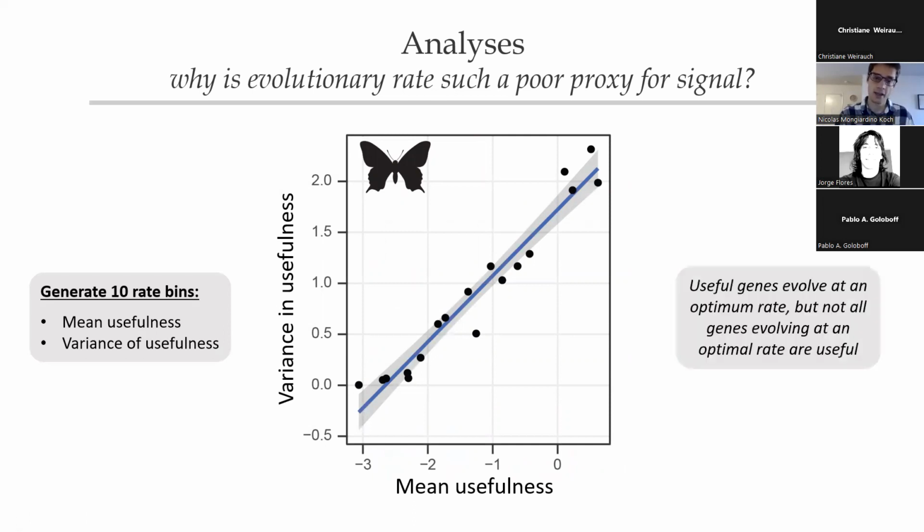And so I think that evolutionary rate is not such a good proxy for signal, because it's only part of the equation. Useful genes do evolve at an optimal rate, but not all genes evolving at that optimal rate are useful. So the converse is not true. And that is why I think we can explain why evolutionary rates in general, even if we zoom in into what's thought to be or estimated to be the optimal rate of evolution for a given phylogenetic question, we still do not recover accurate trees with some subnode data sets.